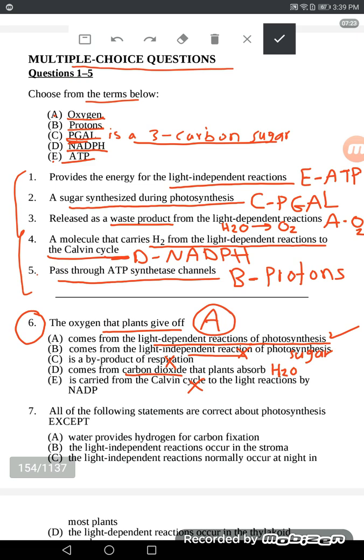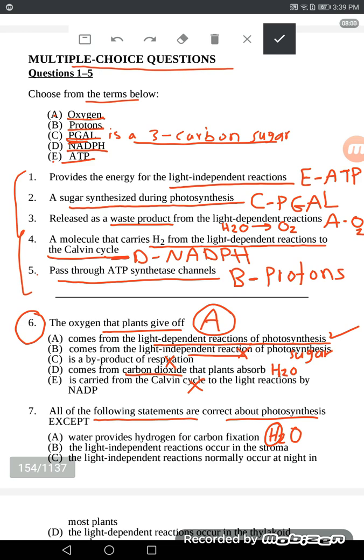Let us move to the 7th question. All of the following statements are correct about photosynthesis. So we have to understand the question. It says all are true, all are correct except one of them. The first one, water provides hydrogen for the carbon fixation. Exactly. From H2O, the hydrogen will be provided for the carbon fixation.